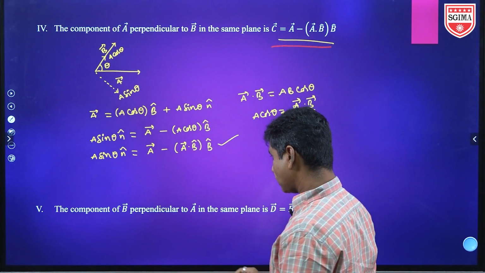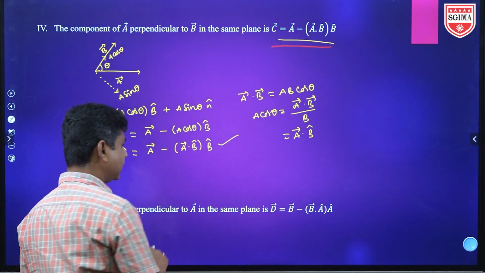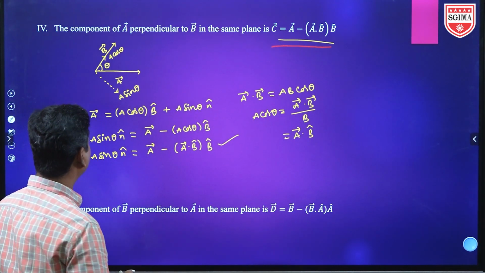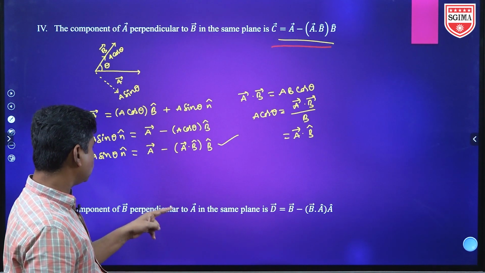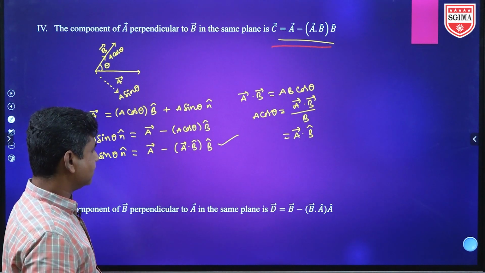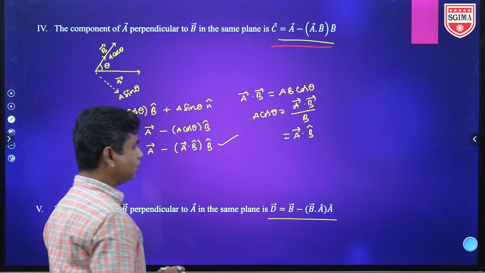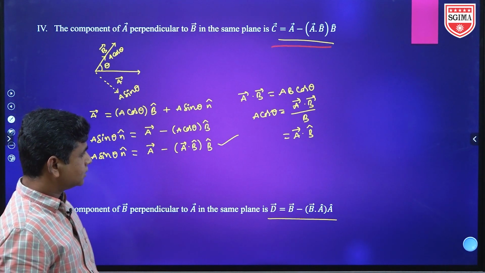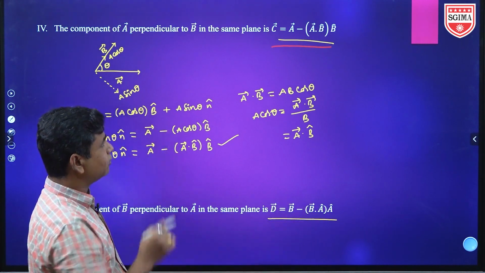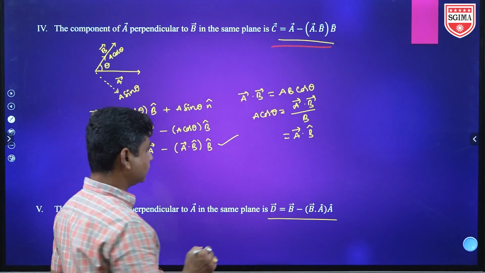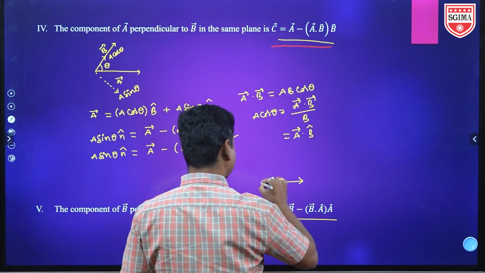Next, the component of B bar perpendicular to A bar in the same plane. Component of B bar perpendicular to A bar in the same plane, that is D bar, just denoting that, is B bar minus B bar dot A cap into A cap. In a similar way, you can do the derivation for it also. Here I will just give the diagrammatical representation.